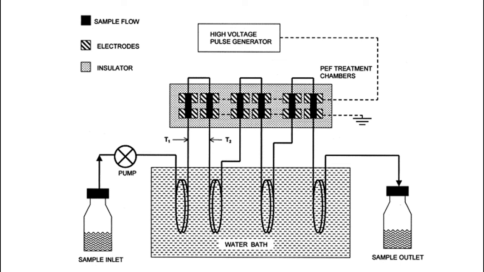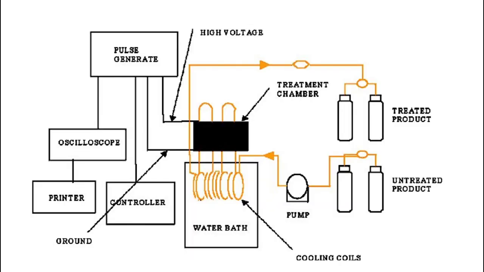The required treatment time is less than a second. The pulses are applied at repetition rates of up to 1000 per second to allow sufficient treatment of all volume elements. Besides electrical parameters such as field strength and specific energy input, product temperature and product recipe also have an impact on treatment intensity.